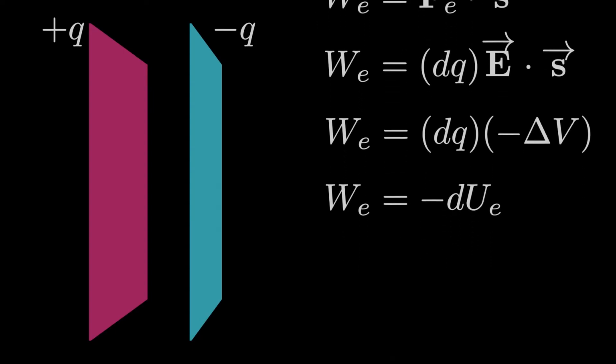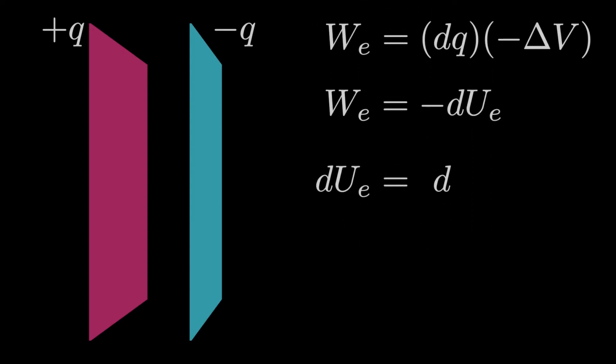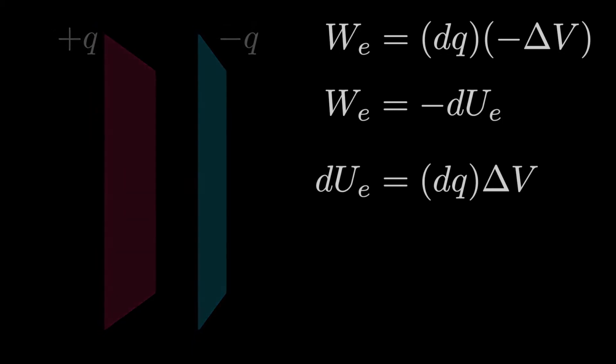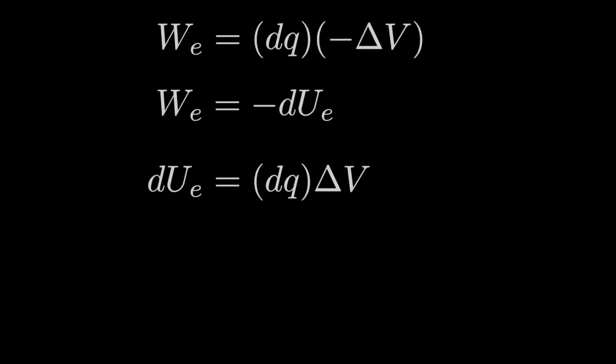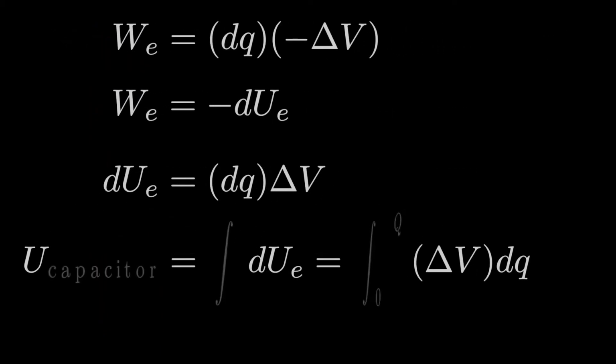Then the tiny change in electric potential energy of the system is equal to dq times the potential difference, delta V. In that case, if we want the total potential energy of the capacitor, we just have to integrate each tiny change in electric potential energy, and that involves integrating the charge dq from q equals 0 all the way to q equals capital Q, which we'll call the total charge of the capacitor.